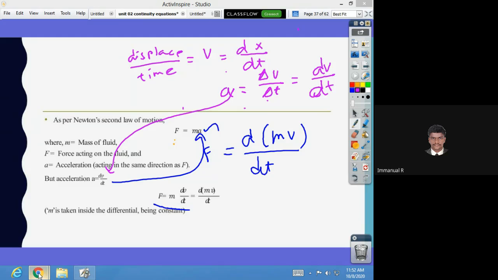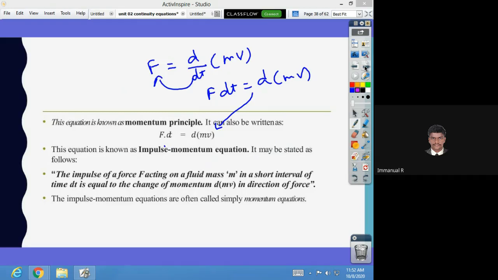If I substitute acceleration equal to dv by dt in my equation F equals ma, then I will get F equal to d(mv) by dt. That is why I have this equation. Next I will move on to the impulse momentum equation. From the previous equation, F equals d by dt of mv. If I interchange the position of dt from LHS to RHS, I get F dt equal to d of m into v. So this is the equation of impulse.